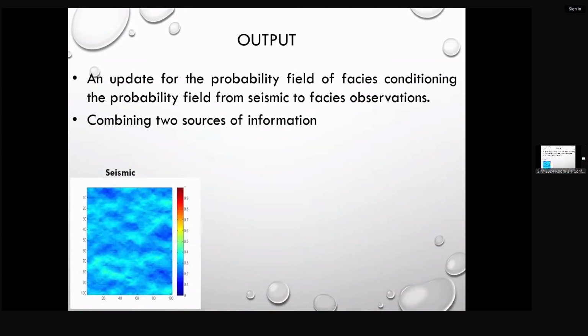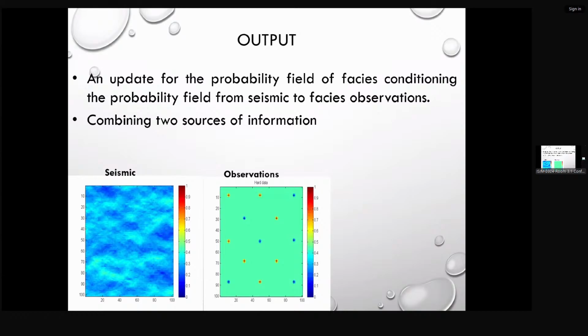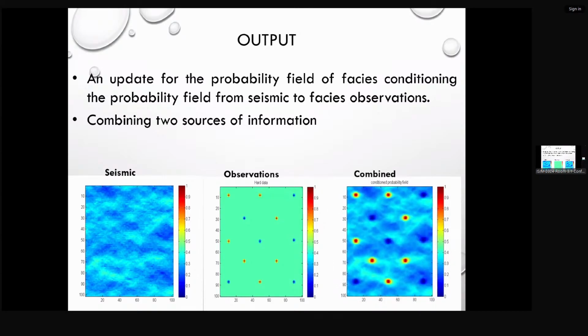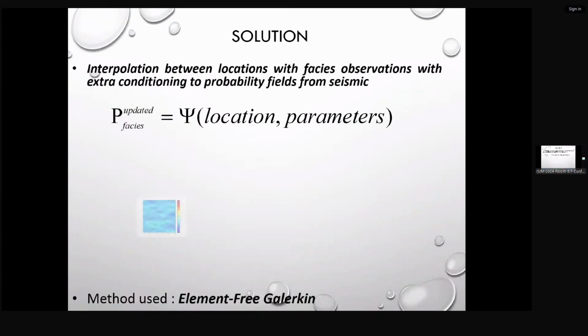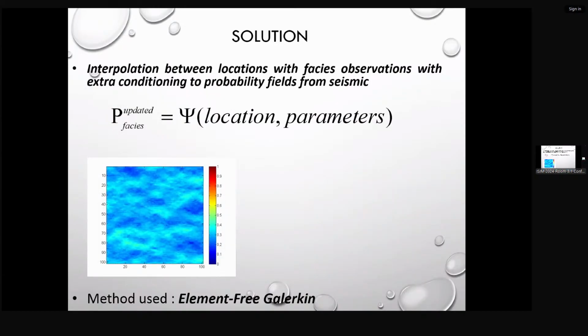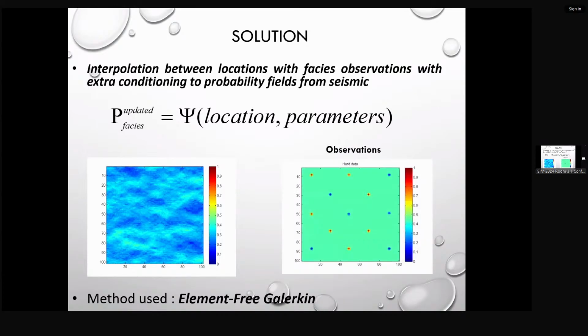We combine the seismic observation and the observation from wells, and we have an image of a layer where we have the probability of oil reservoir. How are we doing this? We are using the element-free Galerkin method, where the probability will be updated using a function of location and the parameters.